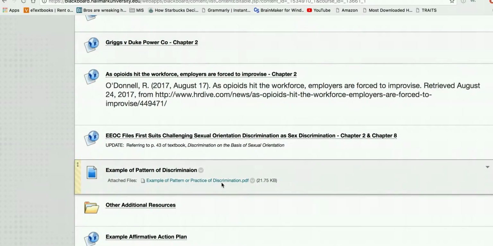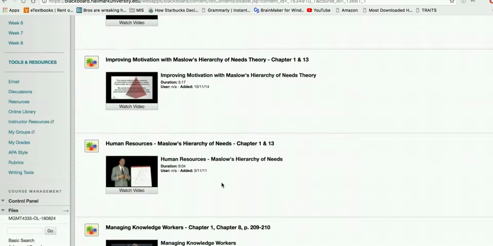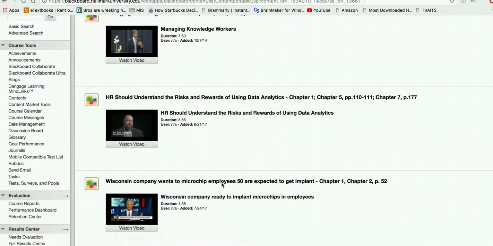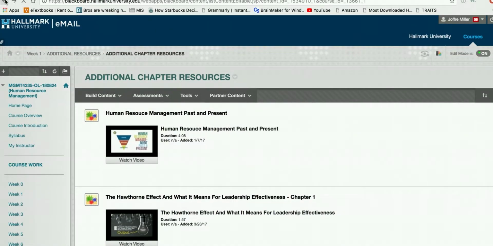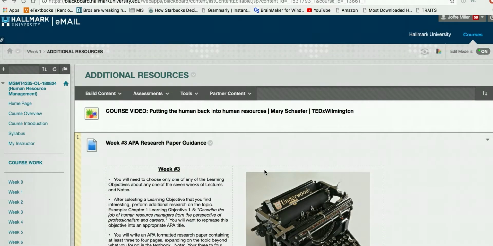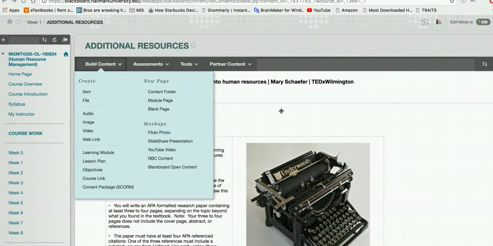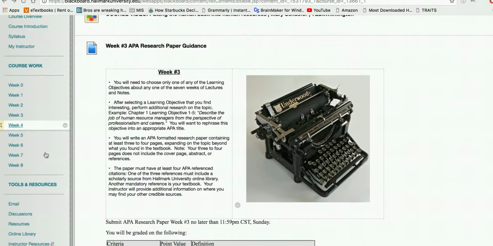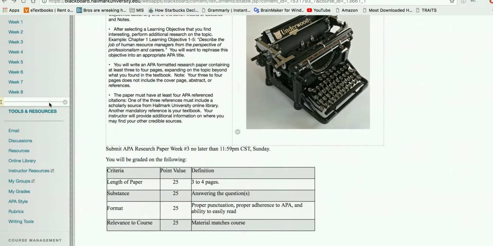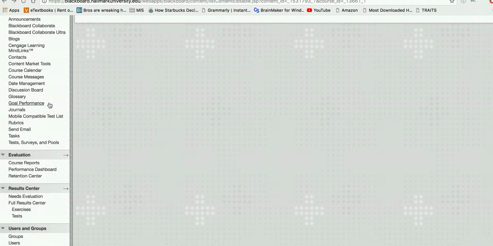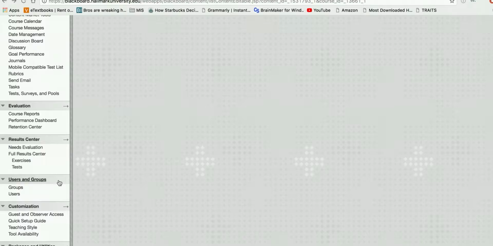Going into chapter 2, there's a lot of stuff out here. I don't expect you to look at all of it, but when we start talking about some of these things, hopefully you'll find some of this additional information useful. So that's kind of my overview of week 1 and how things are structured. The other weeks are structured just the same. And that's pretty much it as far as Blackboard is concerned.